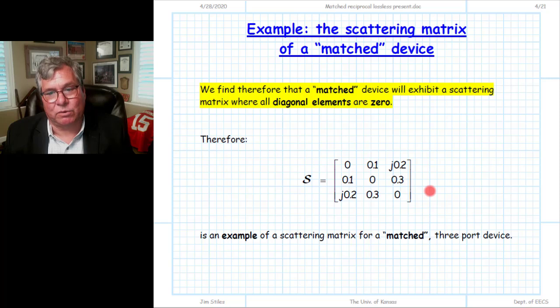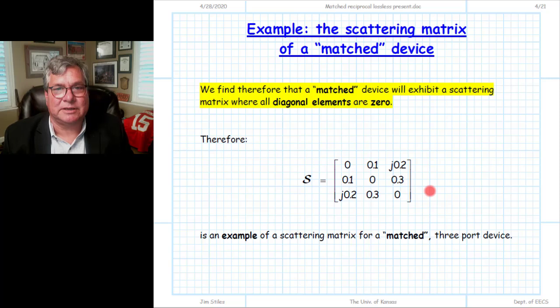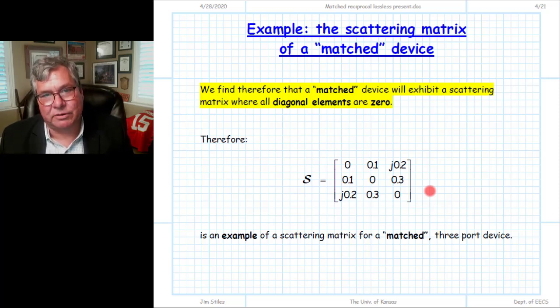So that's what we're looking for, devices that will play well together, that we can connect with characteristic impedance transmission lines of Z0, and that will preserve maximum power transfer. In other words, all the available power of any device will be delivered to the load, the equivalent input impedance of every other device.